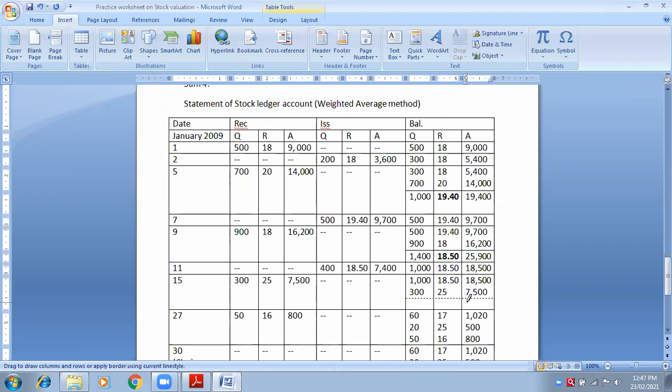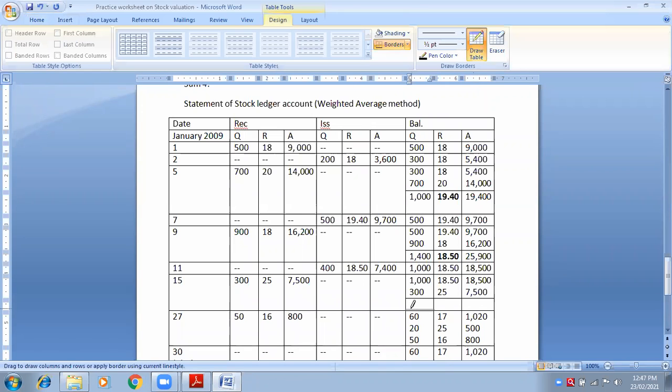So 1,000 plus 300 is how much? 1,300. Yes, it is 1,300 total quantity. Now total amount 18,500 plus 7,500, 26,000. So 26,000 divided by 1300, 20. 20.00 is very, very important. So it will be known as weighted average rate.